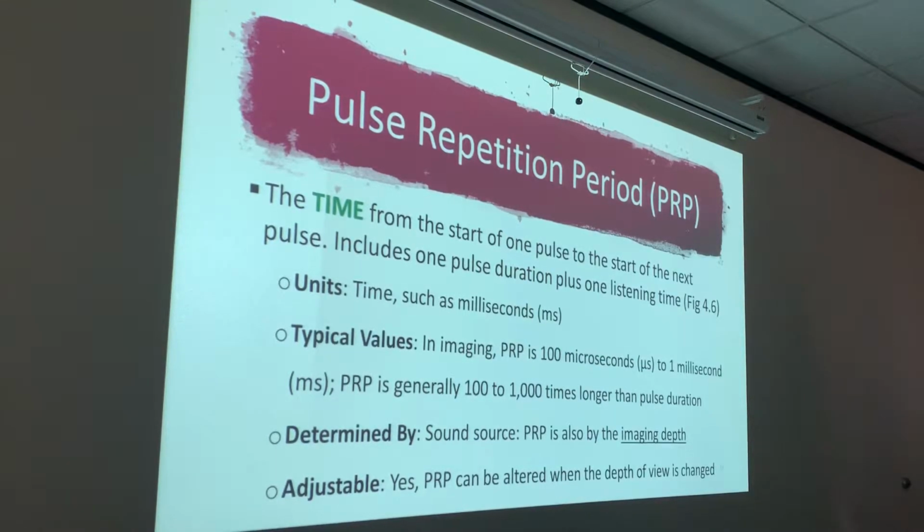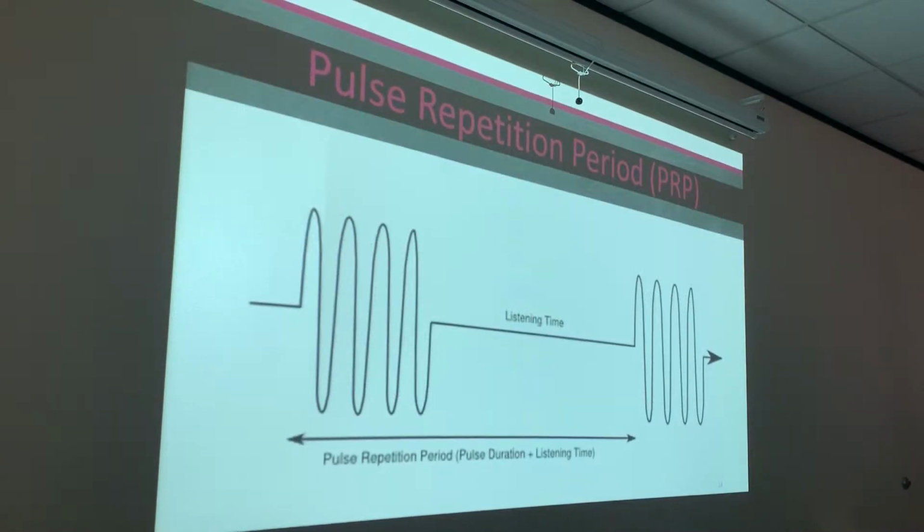So when it says 100 microseconds, is it equal to 1 millisecond, or does it say to 1 millisecond? That's the range, 100 microseconds to 1 millisecond. Remember, our typical values always come in a range. It's millisecond, the third one, milli.